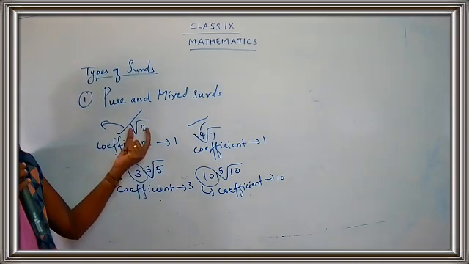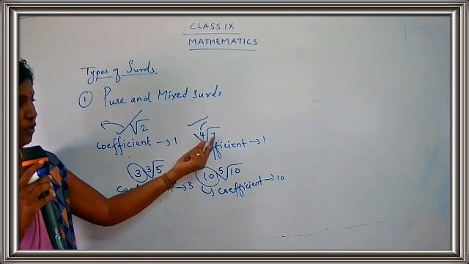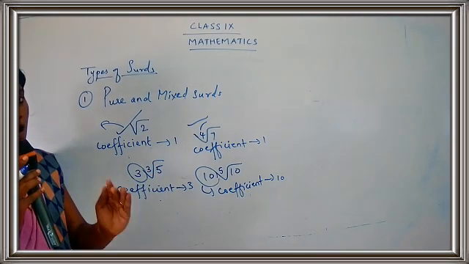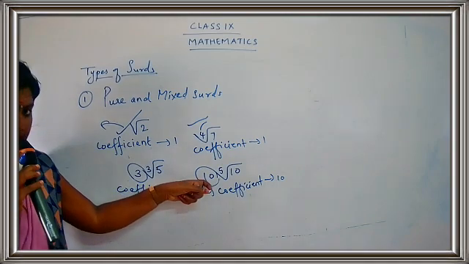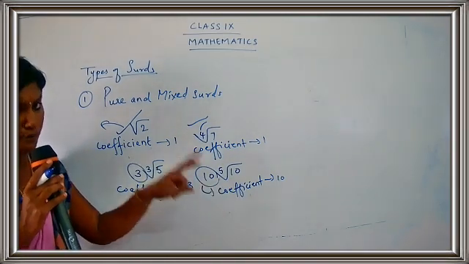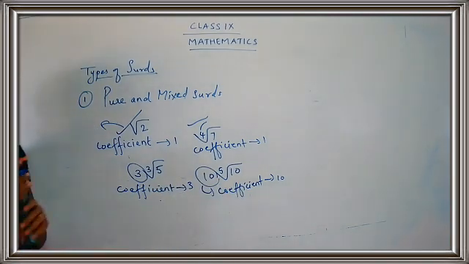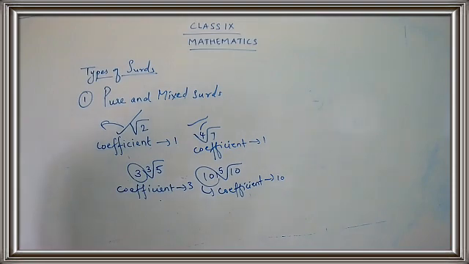So root 2 is a pure surd. The coefficient is 1 here. So 4th root of 7 is a pure surd. Now the coefficient is 10 here. So I will not call this surd a pure surd. This is not a pure surd. Are you clear with the pure surd, children? Okay, good. So what is the definition for pure surd? A surd is called a pure surd if its coefficient in its simplest form is 1.